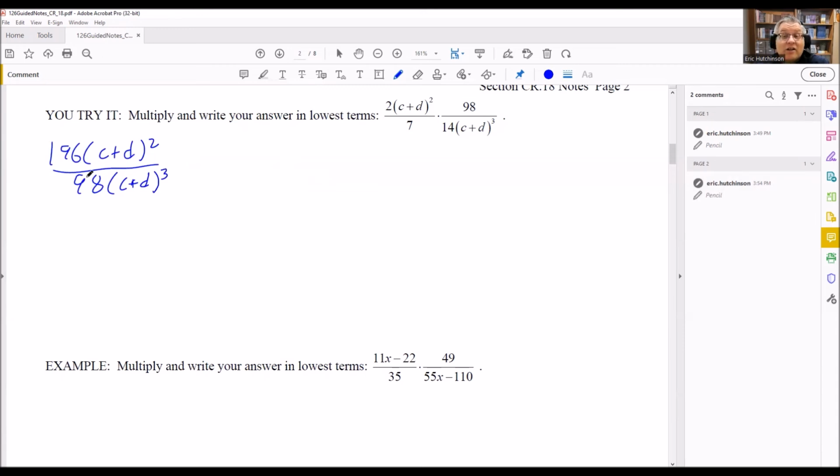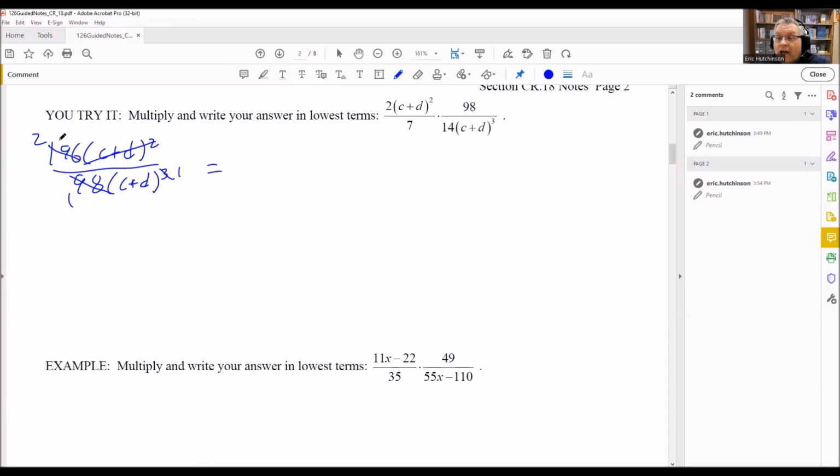Now this, 196 divided by 98, that does go in evenly. So you can always check that with a calculator to see if that goes in evenly. In this case, it does. So 196 divided by 98 would actually be a 2. So 98 divided by itself is 1. 196 divided by 98 is a 2. But I can also reduce the c plus d as well. There's 3 of them down here and there's 2 up here. So the ones on top will get rid of 2 of them down below. So if I get rid of these, that's going to change to c plus d to the first power.